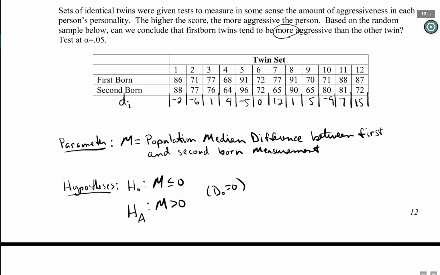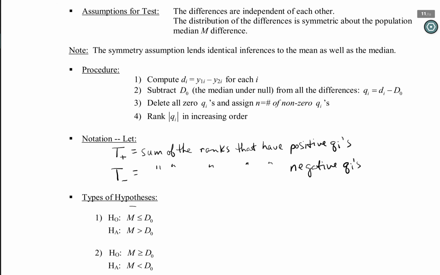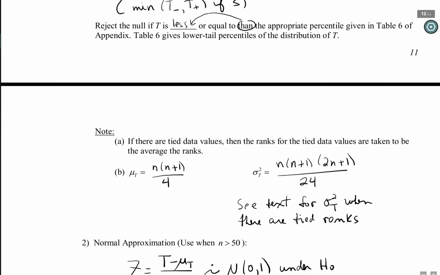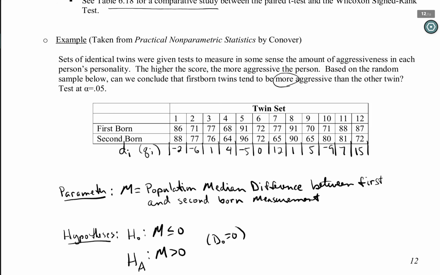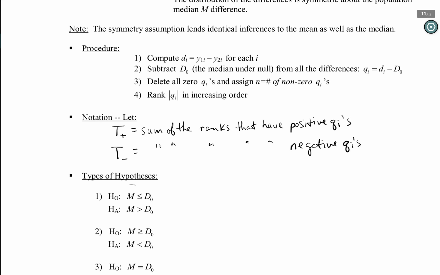And so what does that mean? That really means that the differences here are also just the Q's, because I'm subtracting 0 there. Okay, so I've got that row, and the next thing I'm going to do is make a row. What do I need to do next? I need to delete all 0 Q's and assign n as the number of non-zero Q's, and I'm also going to need the absolute value of Q, and then I'll rank that.